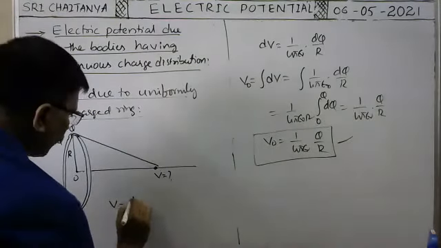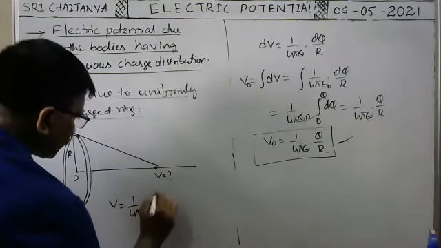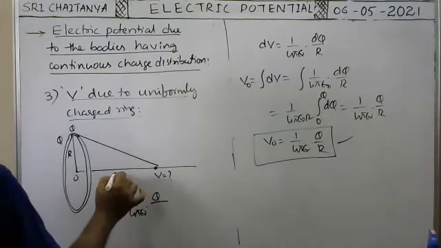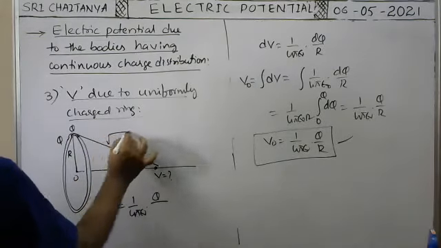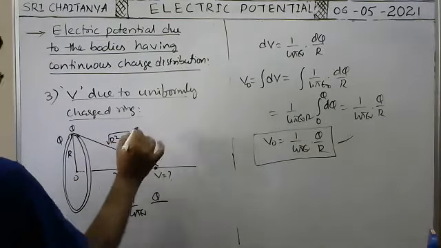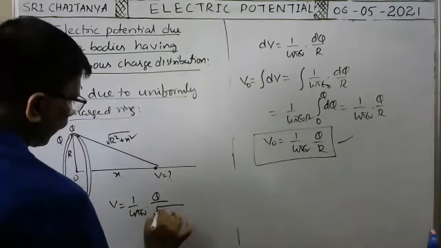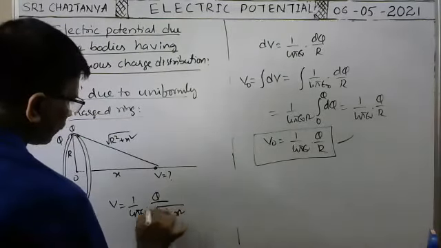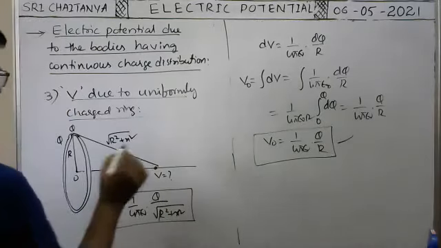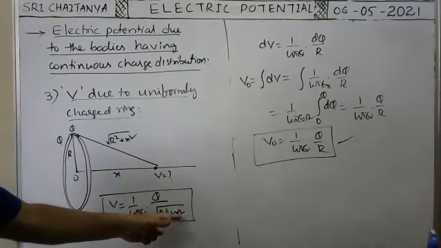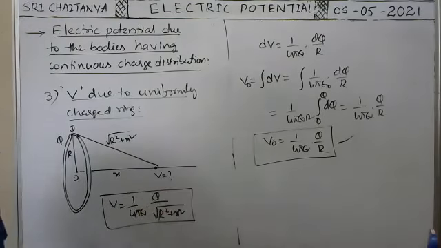Therefore, V is equal to 1 by 4 pi epsilon naught into charge Q by this distance. Suppose this point is at a distance x, then this distance is equal to square root of R squared plus x squared. That's why Q by square root of R squared plus x squared. This is the potential at any point on the axis. If this point lies at the center, you put x equal to 0. When you put x equal to 0, you will get the same formula.